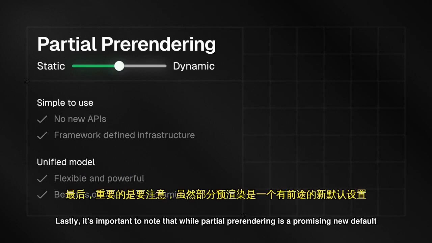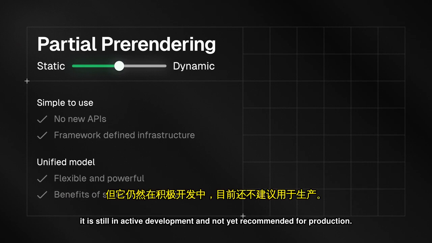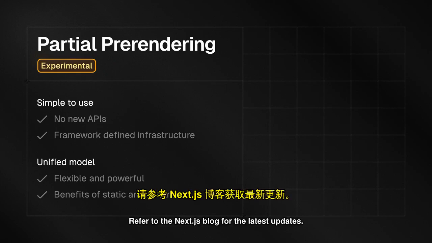Lastly, it's important to note that while partial pre-rendering is a promising new default, it is still in active development and not yet recommended for production. Refer to the Next.js blog for the latest updates.